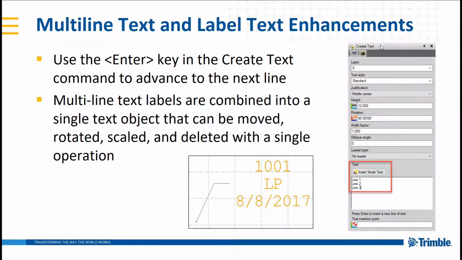So those that label their 1000 with a code of LP and a date of August 8th, 2017, that is one element, then can be scaled or rotated or moved as one element, rather than having to do each of the three individually and having to line them up or having to get the same scale right with the move. So enhancements to increase your draftability and usability in TBC.